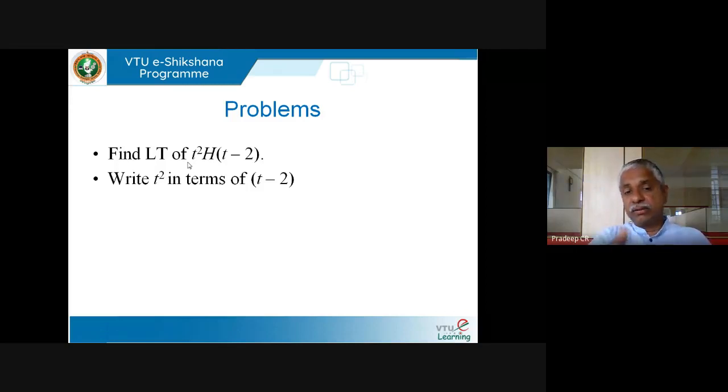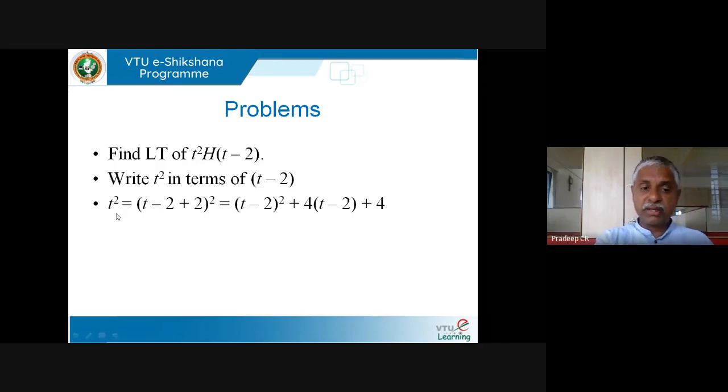There's only one way. You just add and subtract 2. So t square is (t minus 2 plus 2) whole square. Clearly, you will not have any problem with this. Minus 2 plus 2 gets cancelled, it's the same as this. Now you treat this as (a plus b) whole square. That is a square, which is (t minus 2) whole square, plus 2ab.